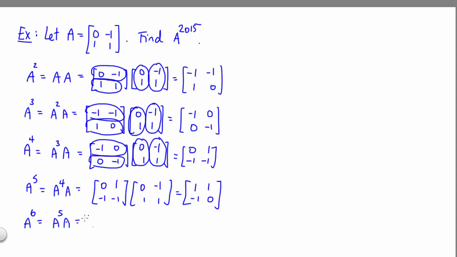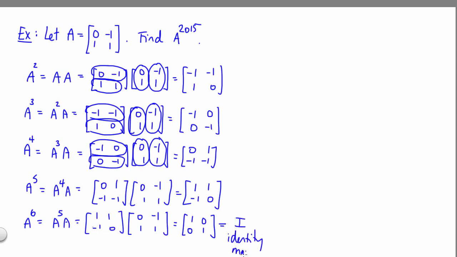A to the sixth is A to the fifth times A. So we'll recopy A to the fifth, take our original matrix A, and we'll do this multiplication. And we're going to have 1, 0, 0, and 1. Aha, so finally we have a power which is equal to the identity matrix I. So what we should do now is recap a few properties of this identity matrix, and we'll see how those properties will help us to solve the problem.